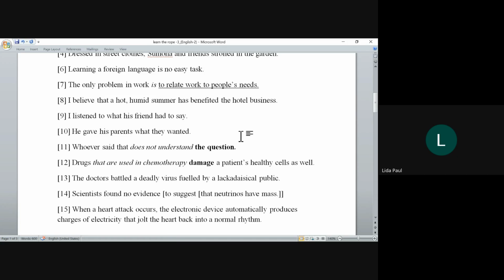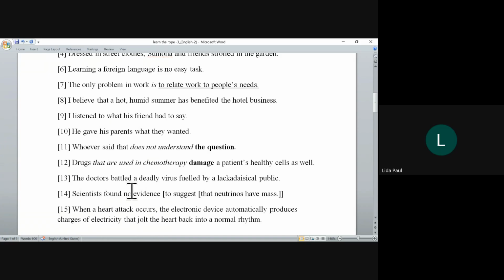Because verb is the main part around which other things are organized in a sentence, right? So if you have a grasp on what the main verb in the sentence is, then other parts become easier for us to analyze. Okay? So whoever said that is your subject, does not understand is your verb, and the question is your object. Understood? Okay. Any questions? No. Okay, are you okay?